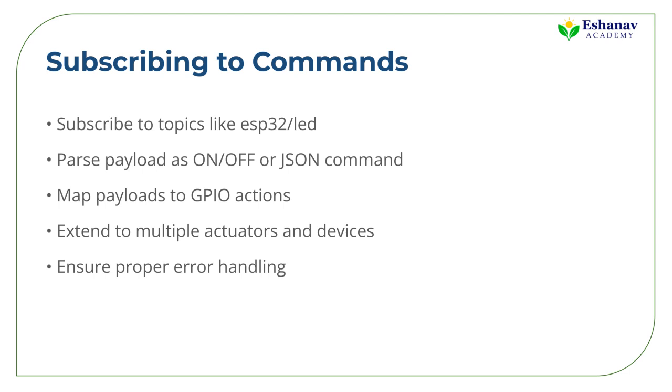More advanced implementations might use JSON payloads, where a message like device, fan, state, on directs the ESP32 to activate a fan instead of an LED. This design can scale to multiple actuators, such as pumps, relays, or motors, all mapped to different topics.